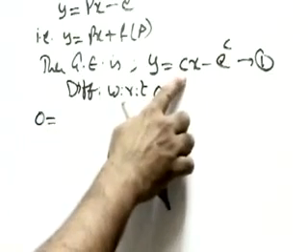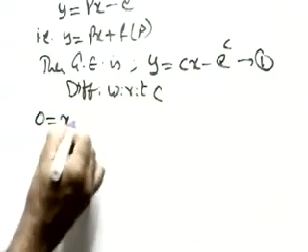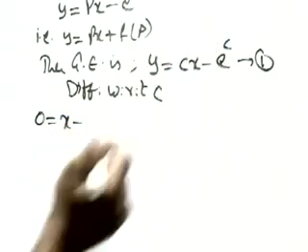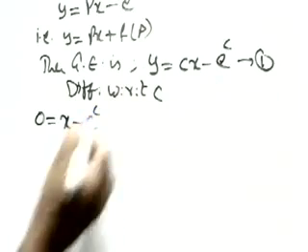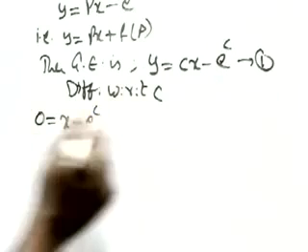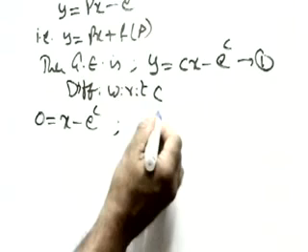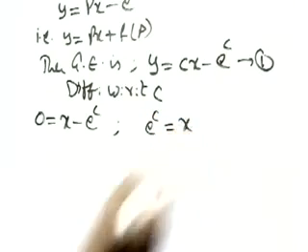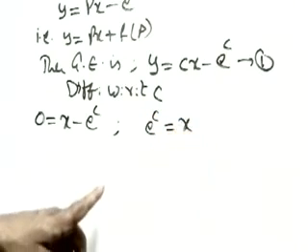We don't have c in the first term yet, it will be 0. d by dc of c will be 1, so x, minus d by dc of e power c will be e power c. So this will be x minus e power c. Now bring this here. What is left here? e power c equals x.